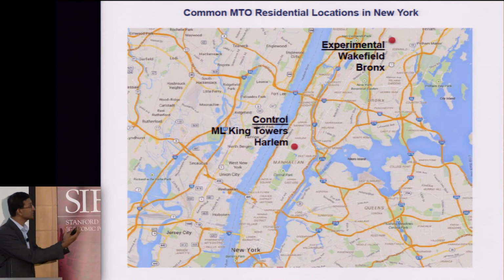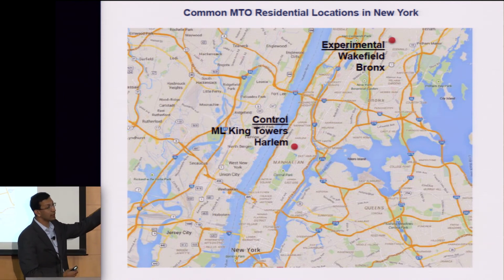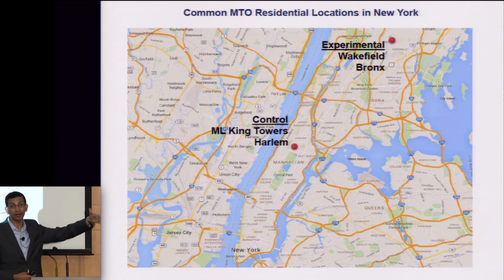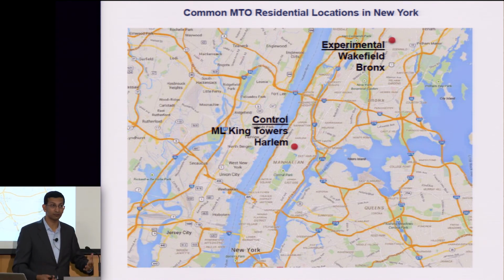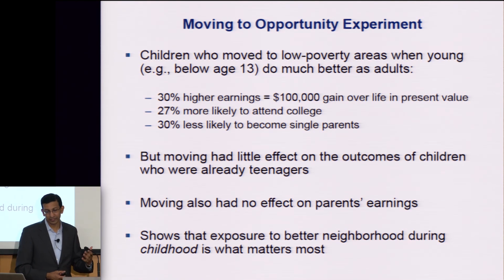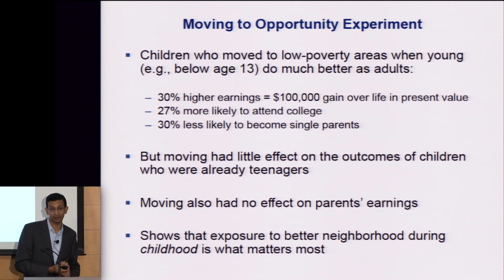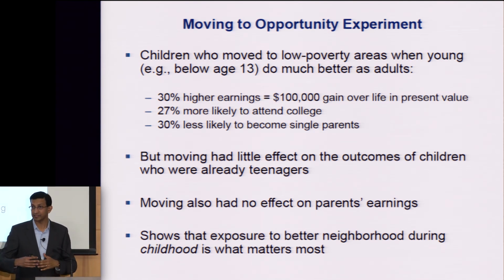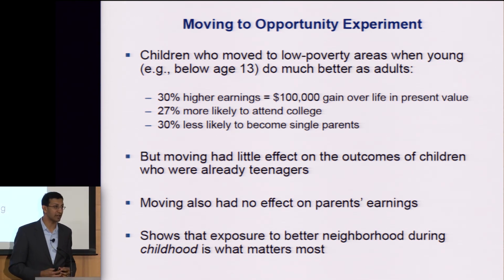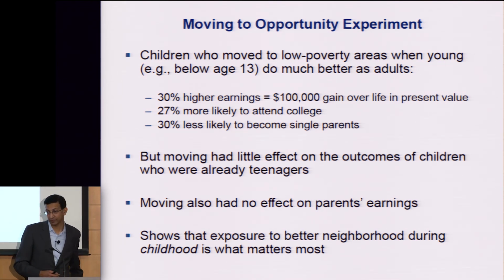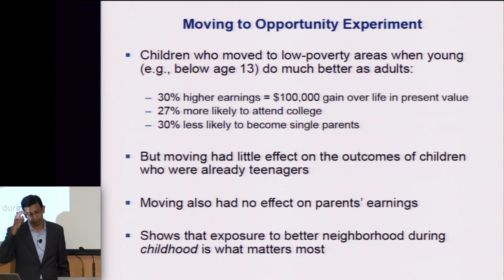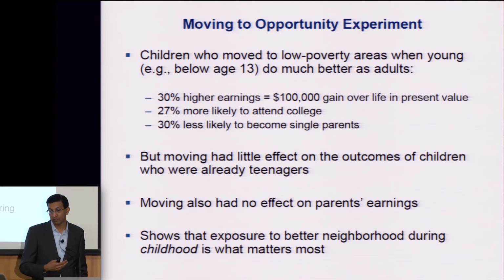So essentially what this experiment is asking is, how well do the kids who grew up in the Bronx, 10 miles away from Harlem, do as adults relative to the kids who stayed in the public housing projects in Harlem. In recent work that I've done with Nathan Hendren and Larry Katz, looking at the long-term impacts of this experiment, we find that this simple move of changing where you live by 10 miles had profound effects on children's life paths. Children who moved to low poverty areas when they were young do much better as adults.